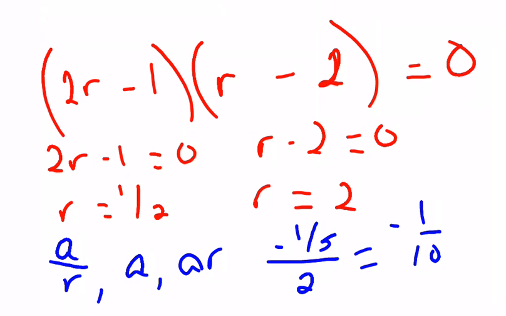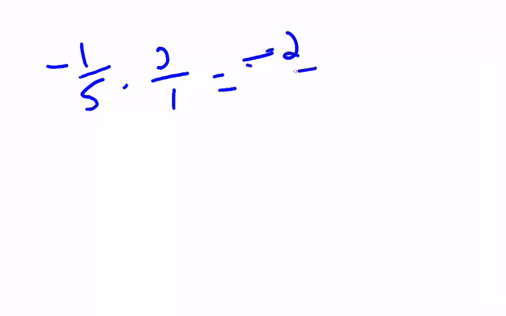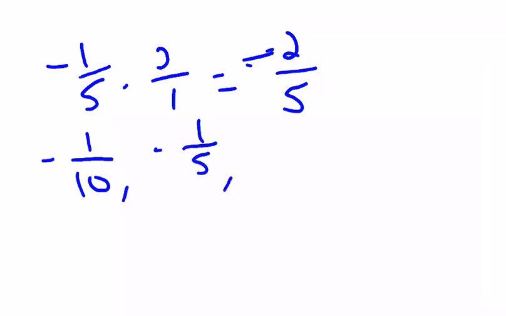We know A was negative 1/5, so that's one of our answers. And then we have AR, so then we have negative 1/5 times 2. So that's negative 1/5 times 2 over 1 gives us negative 2/5. And so those are our answers. Our numbers are negative 1/10, negative 1/5, and negative 2/5.